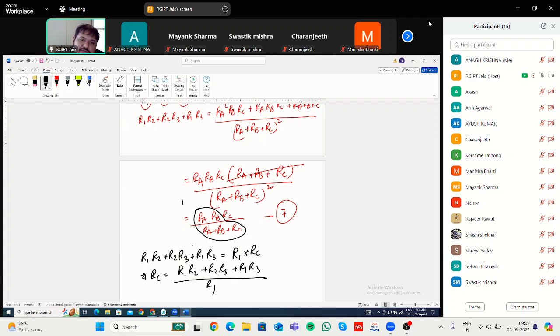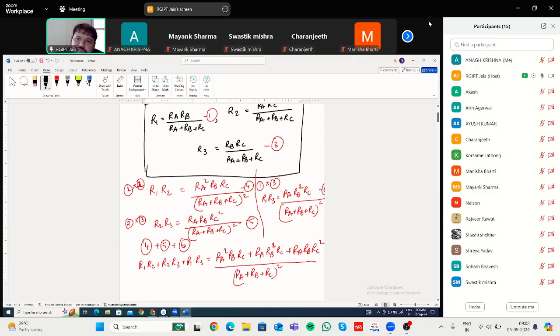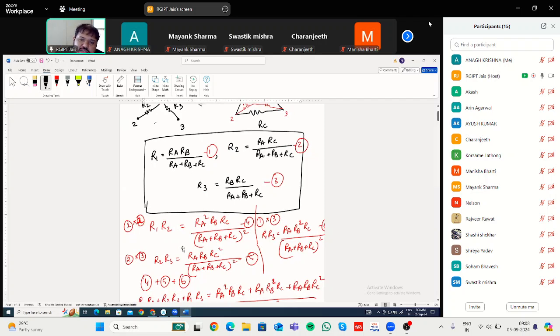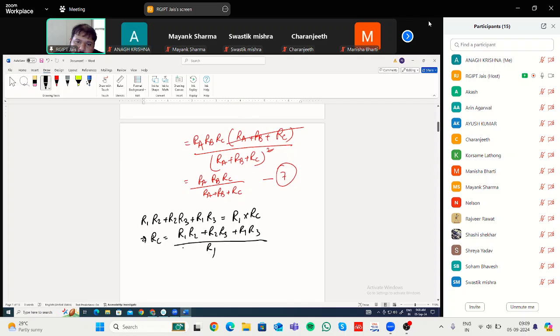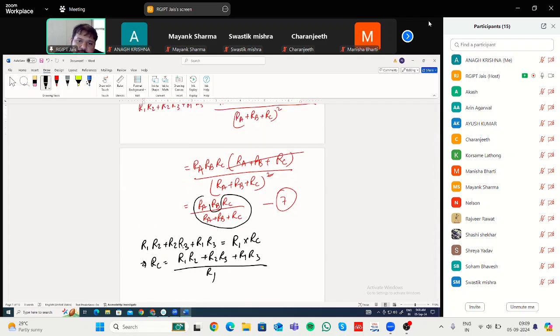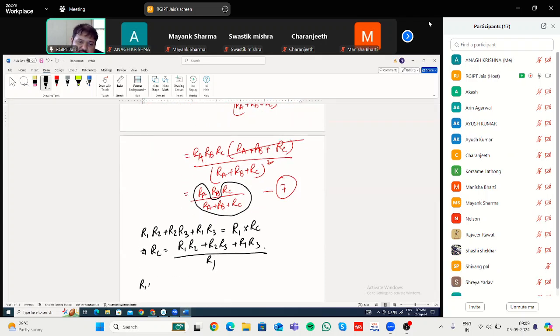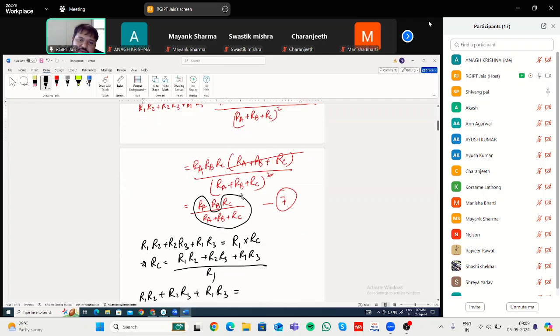Now if you see equation 2, it was RA RC divided by RA plus RB plus RC. If you take this term common, then on the left hand side you will get the same term, that is R1 multiplied by R2 plus R2 multiplied by R3 plus R1 multiplied by R3. That will be equal to, on the right hand side, this one is nothing but R2.